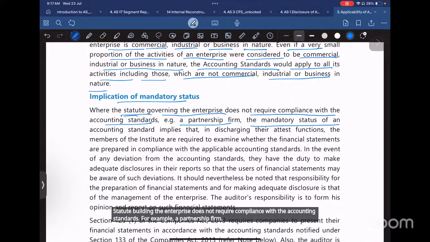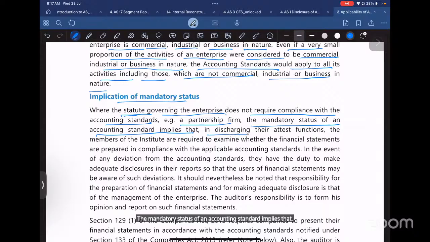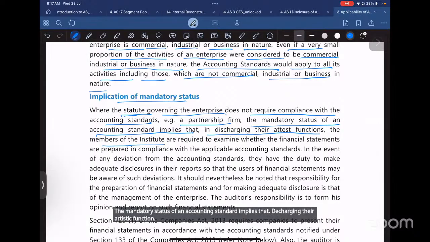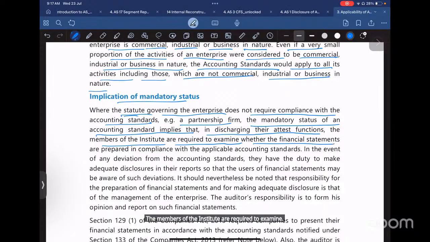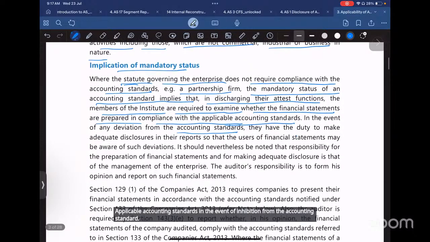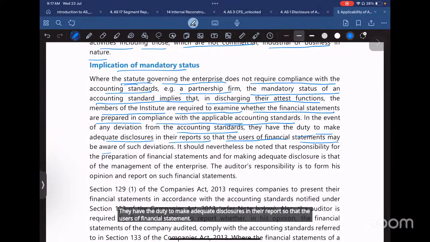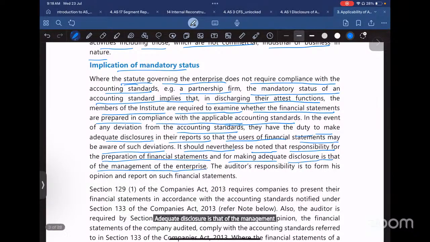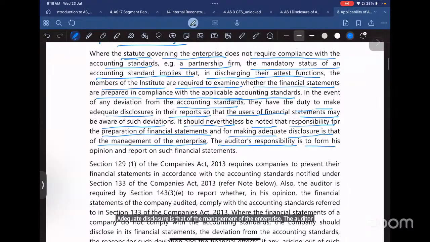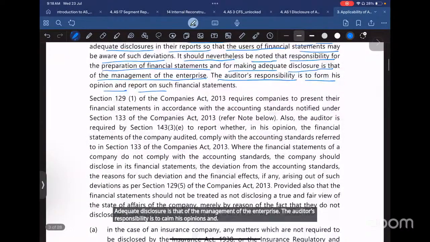The mandatory status of an accounting standard implies that in discharging their attest function, the members of the Institute are required to examine whether the financial statements are prepared in compliance with the applicable accounting standards. In the event of any deviation from the accounting standards, they have the duty to make adequate disclosures in their reports so that the users of financial statements may be aware of such deviation. It should nevertheless be noted that the responsibility for preparation of financial statements and for making adequate disclosure is that of the management of the enterprise. The auditor's responsibility is to form his opinion and report on such financial statements.